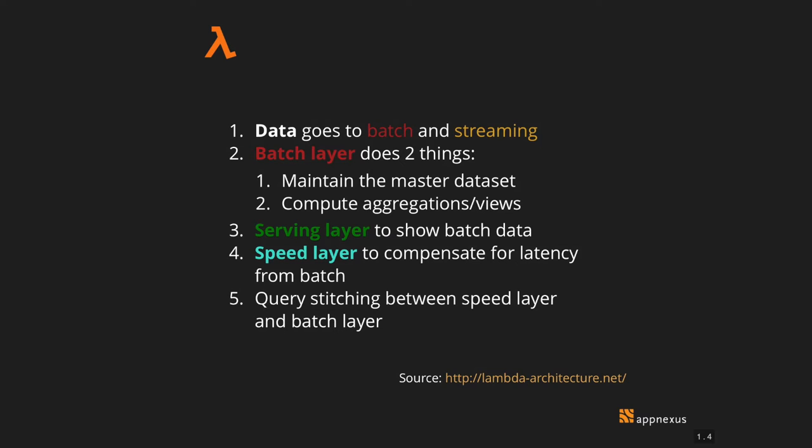A Lambda architecture also consists of a speed layer, which is meant to compensate for the latency introduced by batch. And there can be a significant amount of latency introduced by batch if you're dealing with a huge amount of data. And I will cover that because we deal with a huge amount of data. And the last piece that you need for a fully complete Lambda architecture is a query stitching layer. Generally, you need a way to query the stuff that's being decided in real time and the stuff that's being decided in batch, stitch them together, and present the whole view of what's happening.